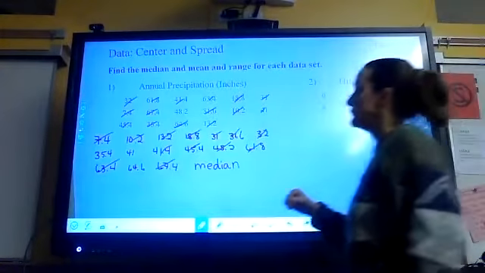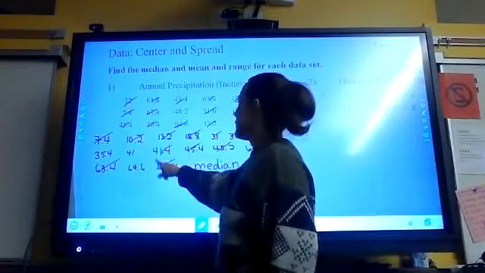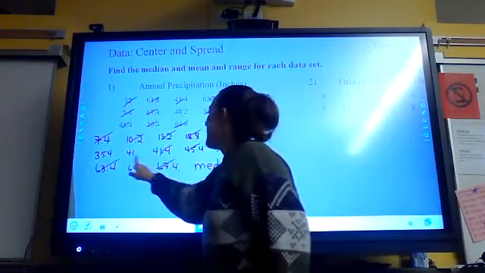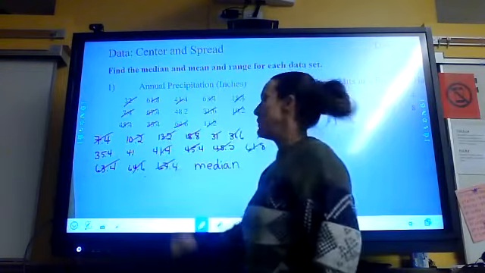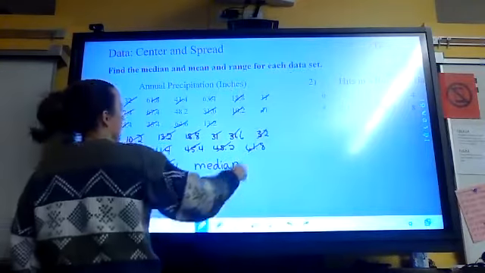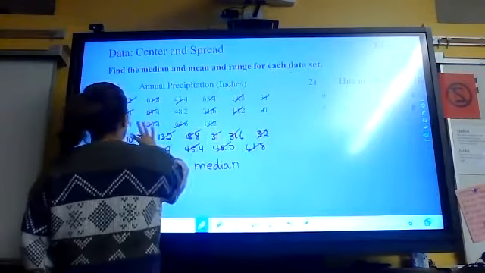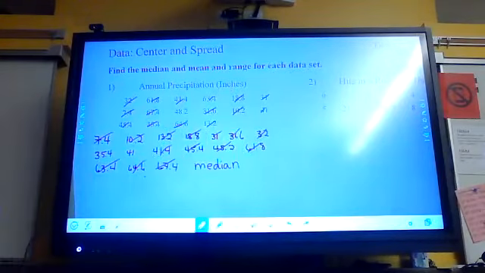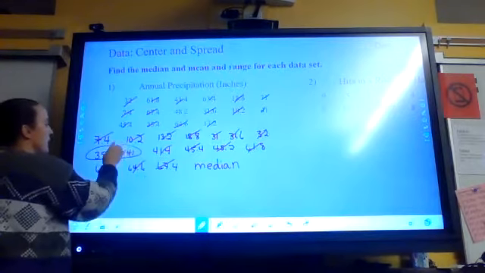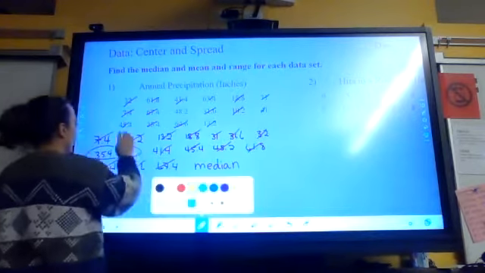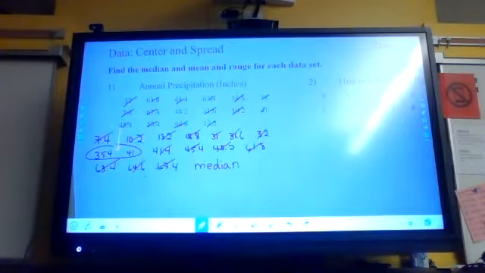And here's how you know, because everything to the right of the 41 is 1, 2, 3, 4, 5, 6, 7 data points. And on the other side of the 35.4 is 1, 2, 3, 4, 5, 6, 7. So there's 7 numbers on each side of those. So that means the middle is somewhere right there. I have to figure out where that is, okay?